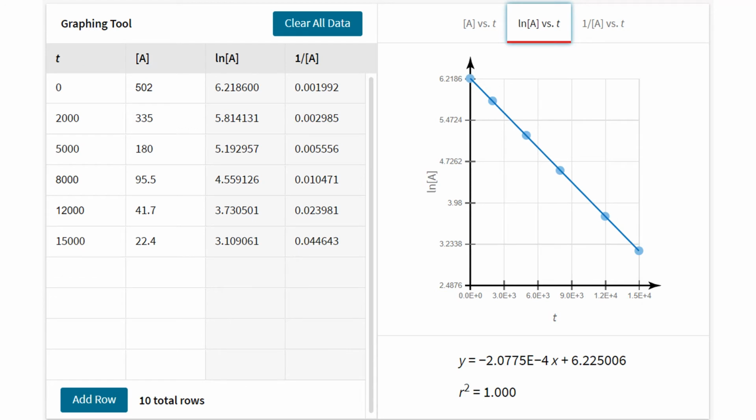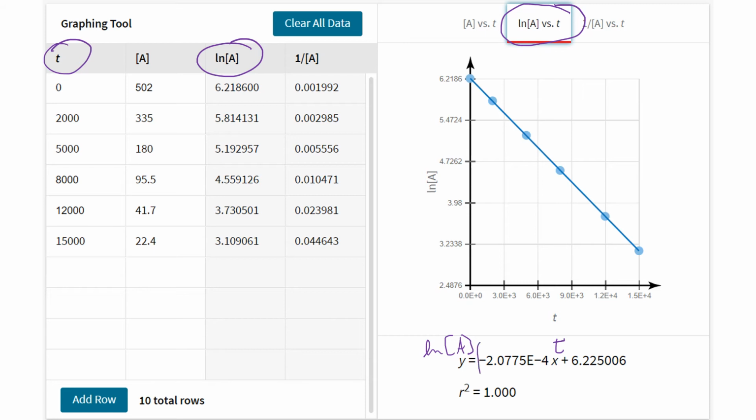I'll have to advance to the next slide to show you. All right, on this slide, we are looking at the log plot. So notice we've selected the natural log of A versus T. So it is plotting T on the horizontal axis and the natural log data on the vertical axis. Notice how all of those data points just very nicely fall along that line. And we have an equation down below in the form of y equals mx plus b.